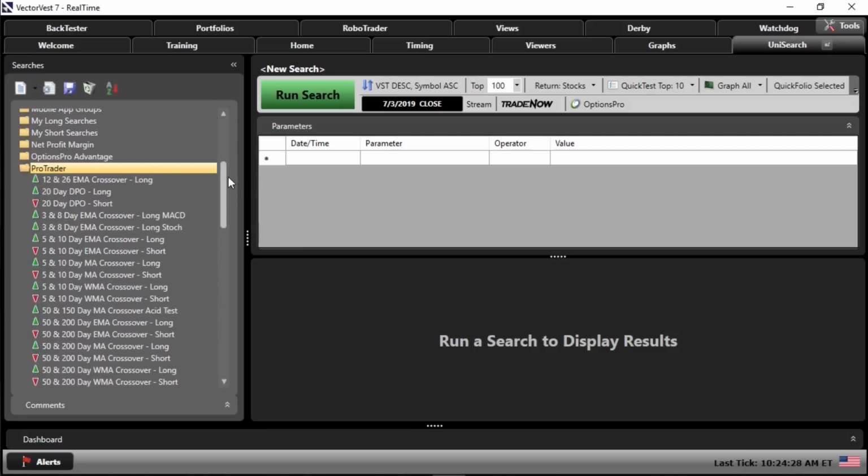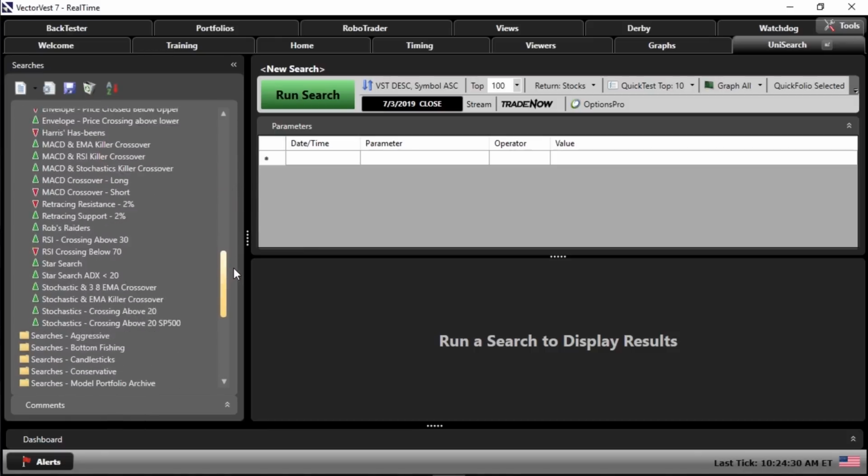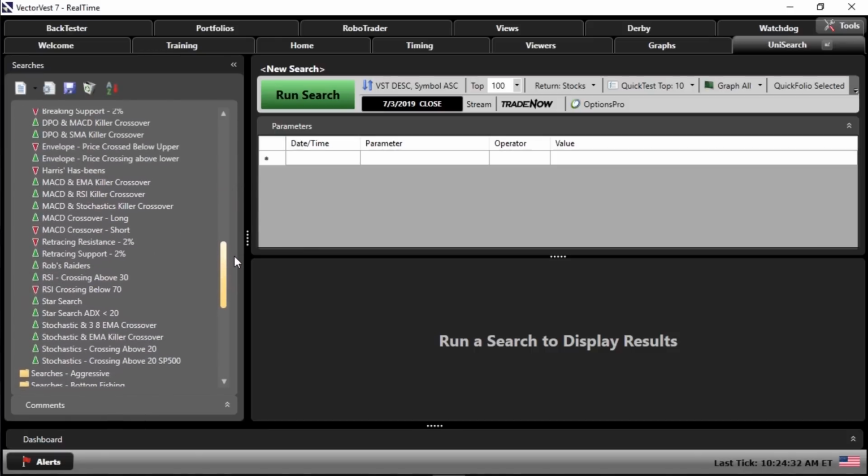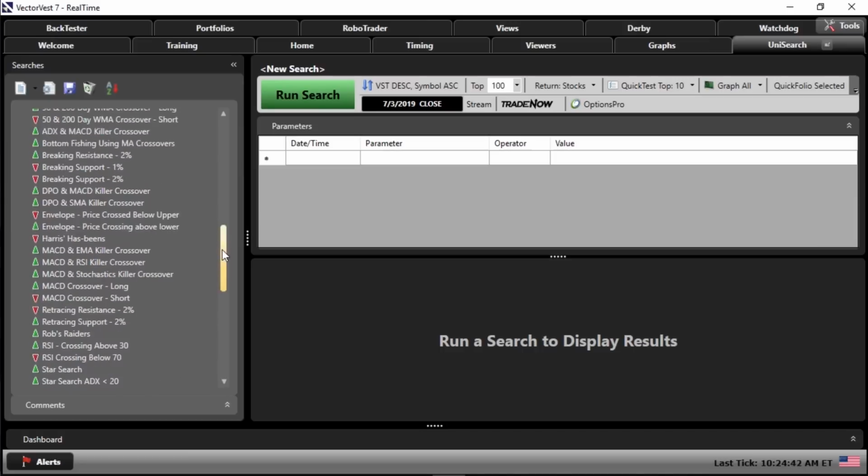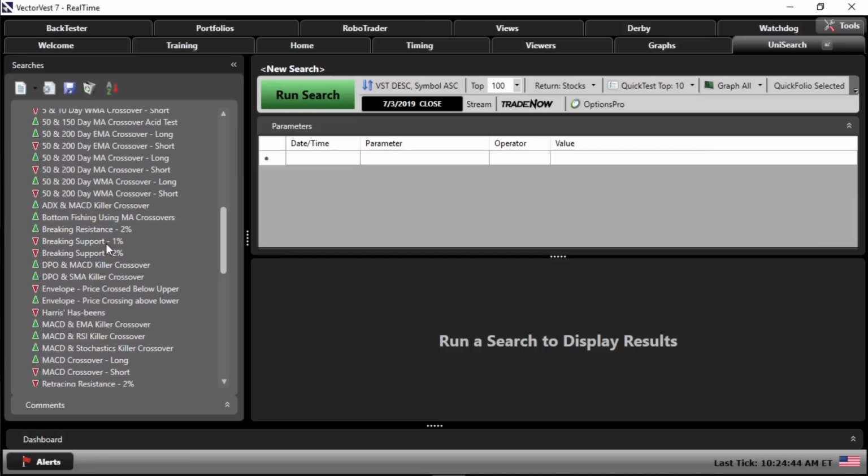So if I open up the ProTrader folder and scroll down here, we have searches that find stocks either retracing from support if you're bullish, or retracing from resistance if you're bearish, and also breaking support and breaking resistance as well.